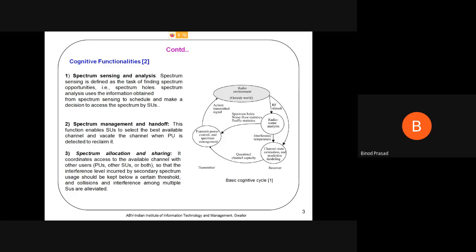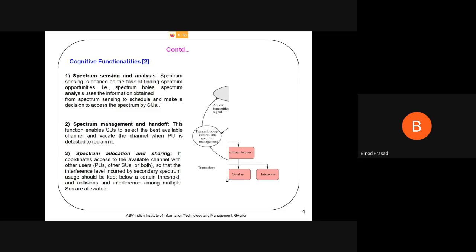Also, it should take care of cases where it is producing some kind of interference, and it should also manage this among the SUs so that it does not produce any harmful interference. So this kind of mechanism should be there. That means how to allocate the band within the SU, how to share the band, and how to allocate a given PU band to a given user. So this third step says how to allocate and how to share. And this figure depicts the same thing that we are discussing regarding the cognitive functionality.